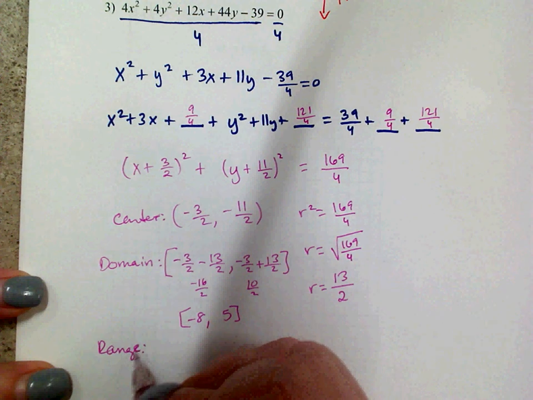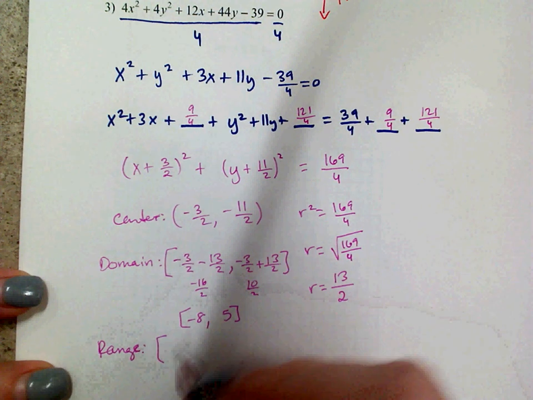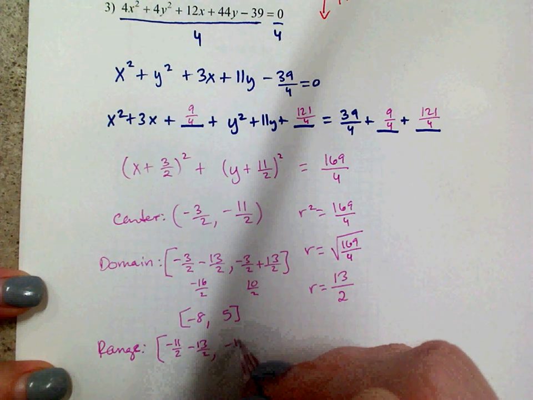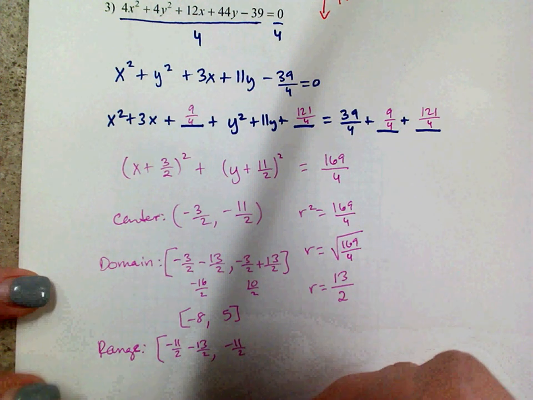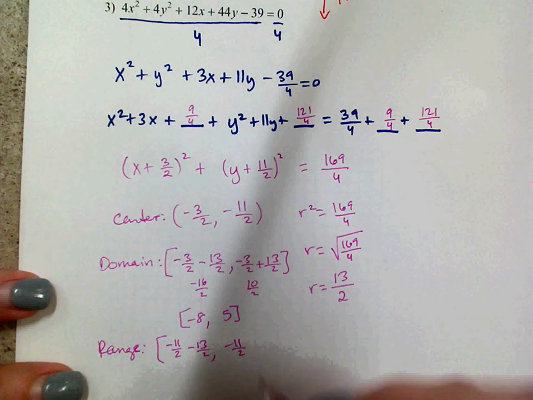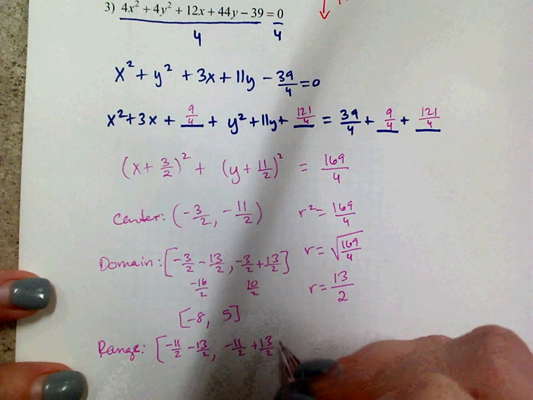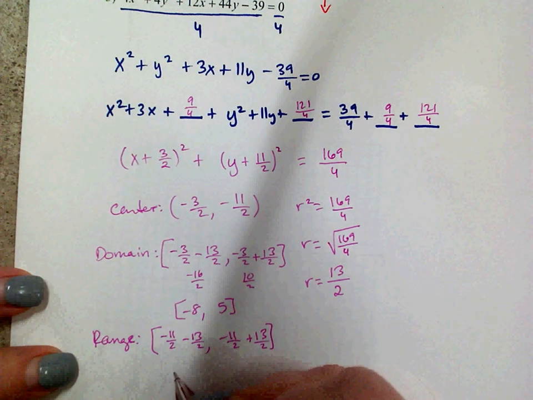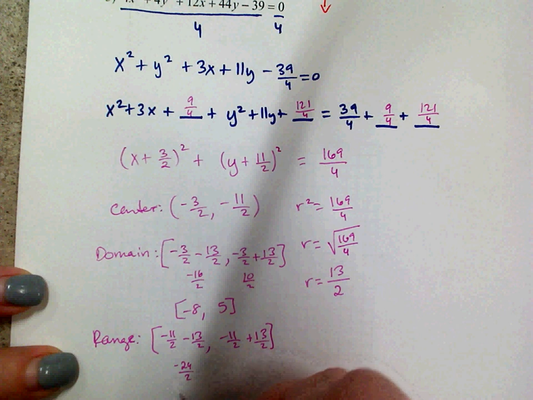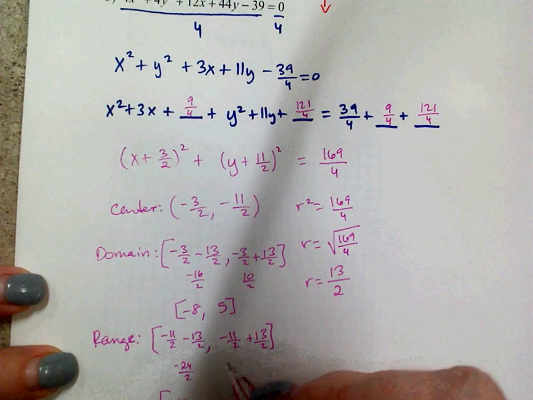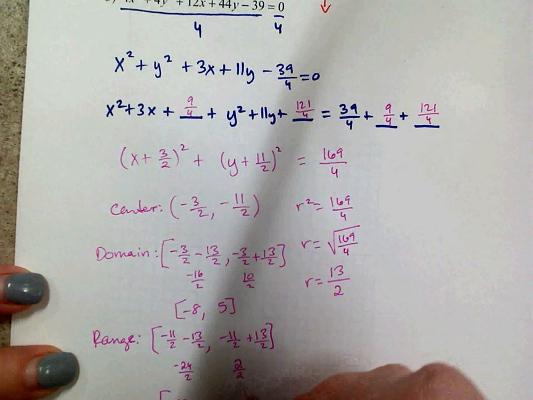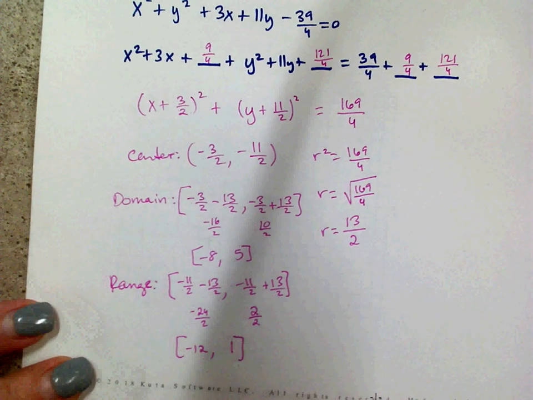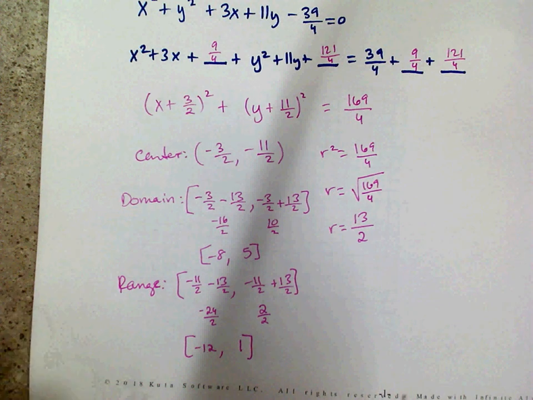Range. So range, we take the y value, negative 11 halves, and you subtract the radius, and then you add the radius. So we're going down 13 halves from negative 11 halves, and then we're going up 13 halves from negative 11 halves. Negative 11 minus 13 is negative 24, and negative 24 halves is negative 12. And then that is just a positive 2 halves, which is 1. So my domain is negative 8 to 5, and my range is negative 12 to 1. Okay, and there's the circle problems.